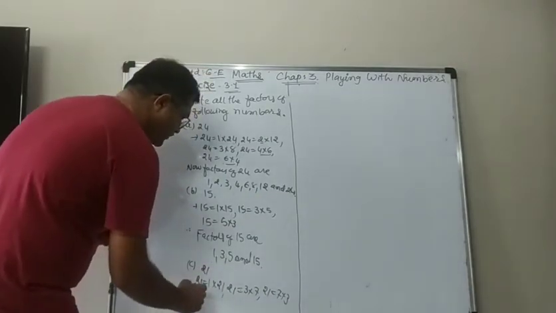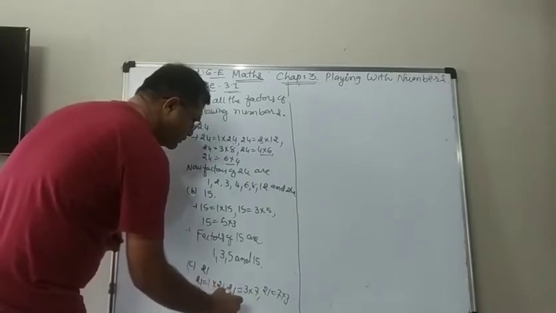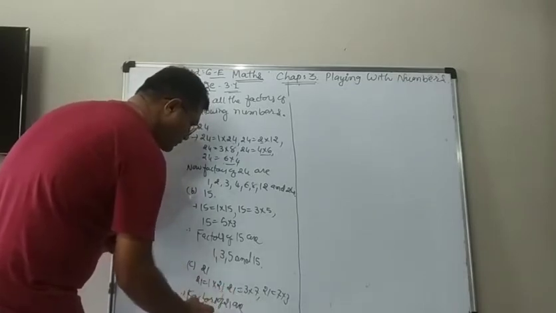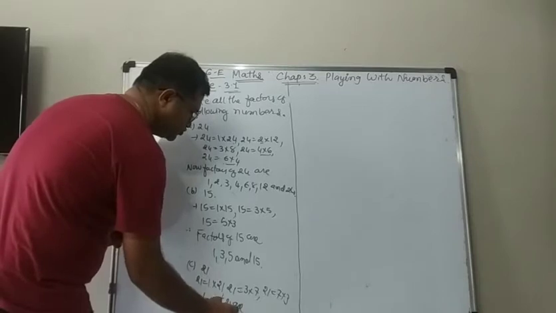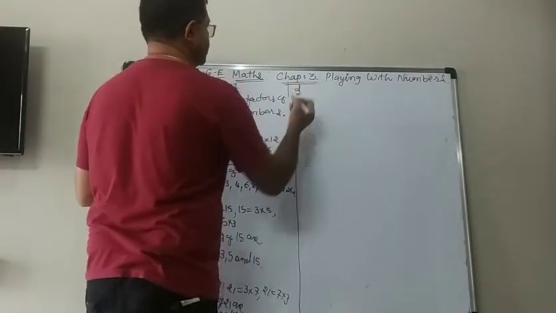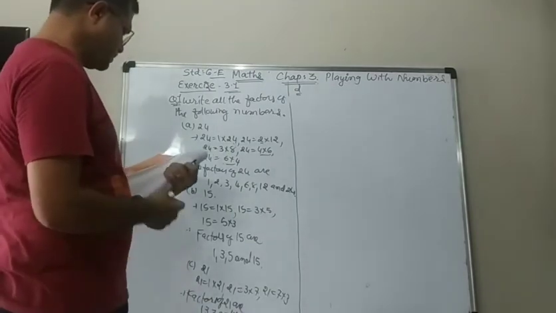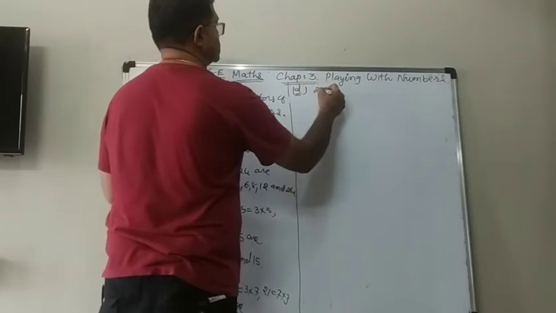Therefore, factors of 21 are 1, then 3, then 7 and 21 itself. Then we will take the D one. D is 27.